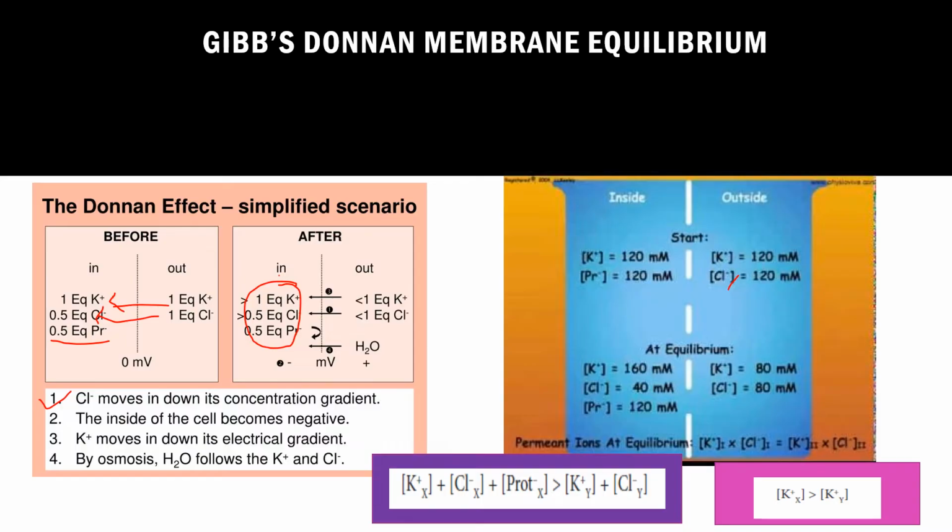So we can say that at one side osmotically active particles will be more, but Gibbs and Donnan showed that the ratios of these diffusible ions will be the same, and if we cross multiply, the potassium inside and chloride inside will be equal to potassium outside and chloride outside. So in this way, this is called the Donnan effect, which is responsible for the unequal distribution of ions.